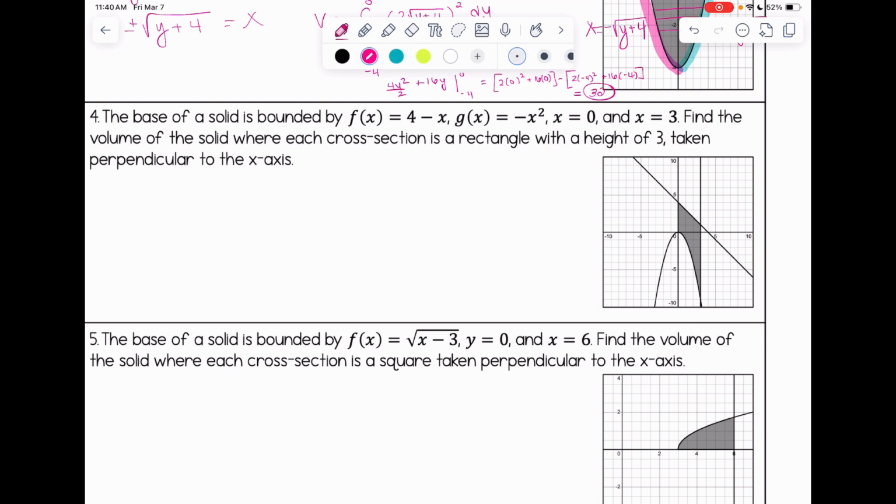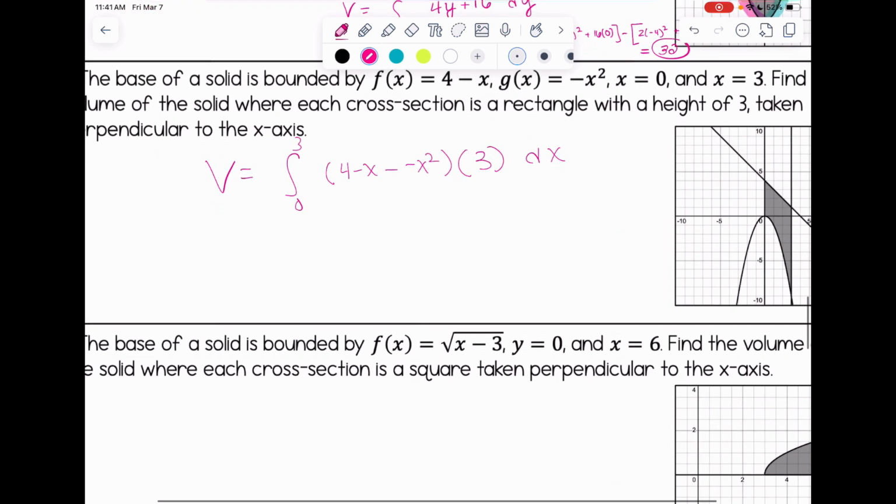All right, so our volume in this case is going to go from 0 to 3. Those are our bounds. What goes after the integral symbol is whatever the area is. So we know that the base of this rectangle is 4 minus x minus -x squared. We know the height of the rectangle is 3. That's given to us, dx. We could also pull that 3 out to the front if we would like. And I could clean up what's in the parentheses to 4 minus x plus x squared dx.